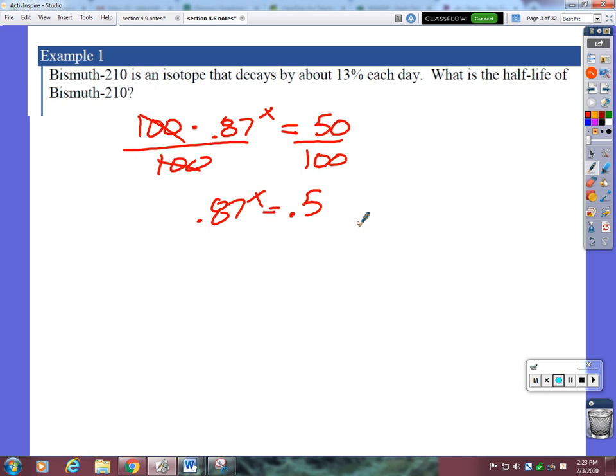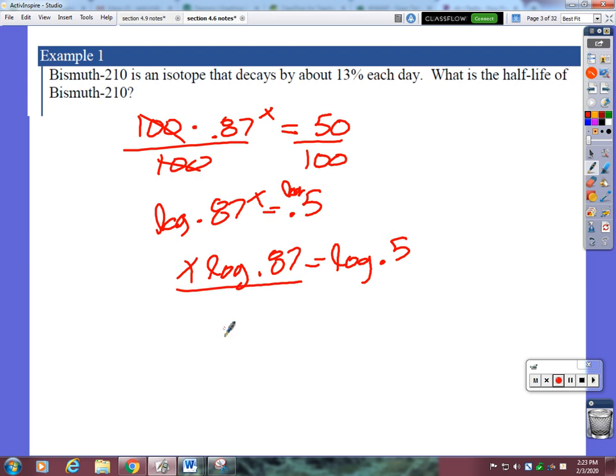So how do I solve this? Log both sides or natural log both sides, doesn't matter which one. If I log this side, the reason that I do that is it allows me to move the exponent to the front. Then how do I solve that for x? Divide by log of 0.87, and divide this side by log of 0.87. So you can do the rest on your calculator. Don't forget to close the parentheses on the 0.5 before you divide by the log of 0.87. And when you do that, what do you get?